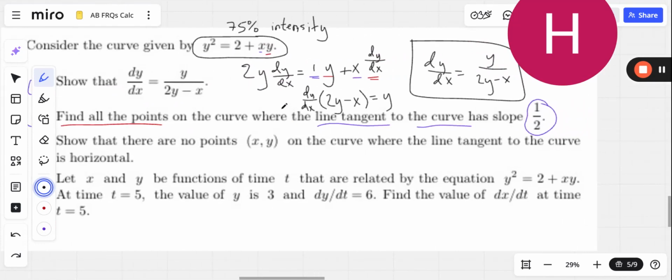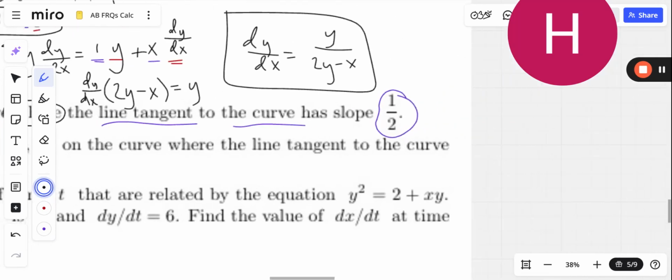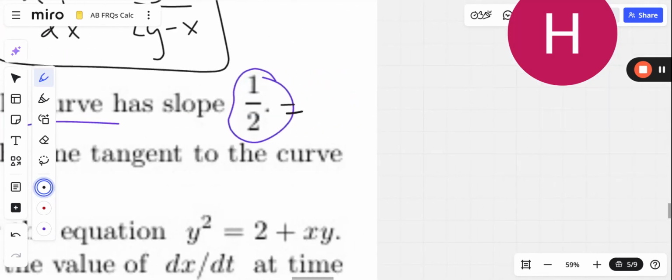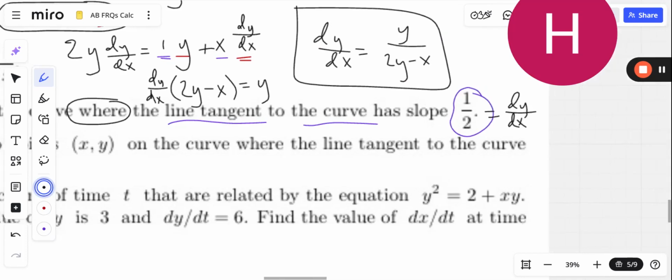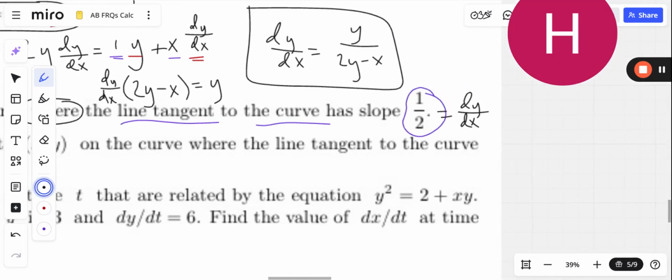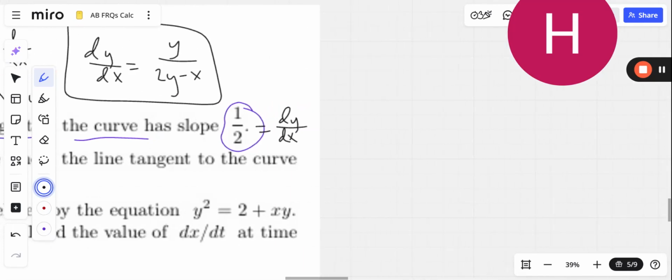So where the line tangent to the curve has slope 1/2, that means we can assume now that this is equal to dy/dx. We can assume that this is equal to the slope of the tangent, the slope of the curve, which is the slope of the tangent at that point. Okay, so if we assume that that's true, let's set this equal. Let's say y over 2y minus x equals 1/2.